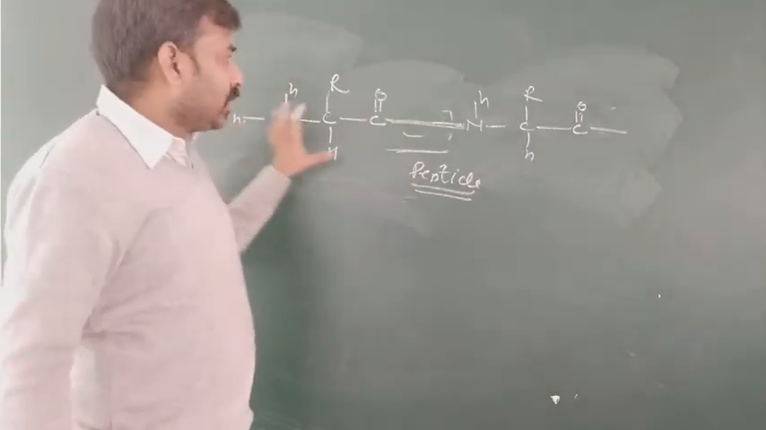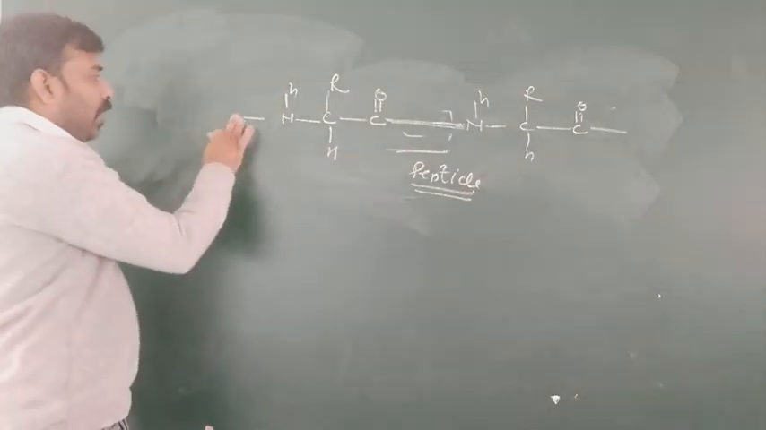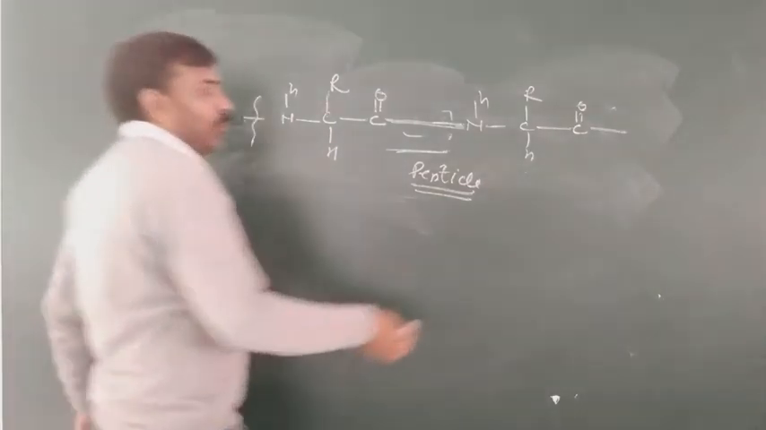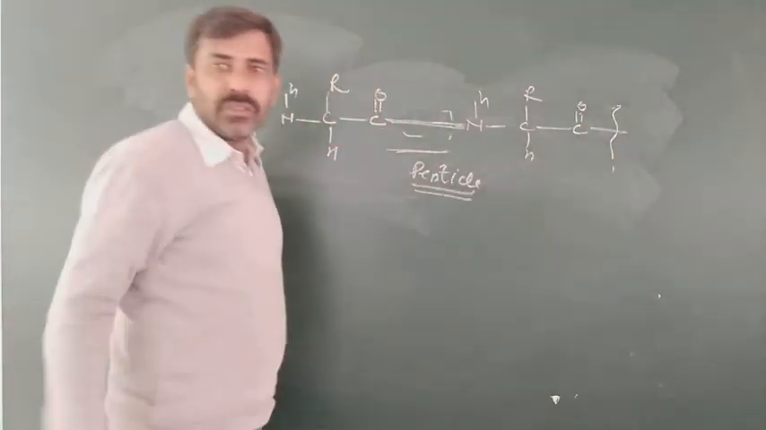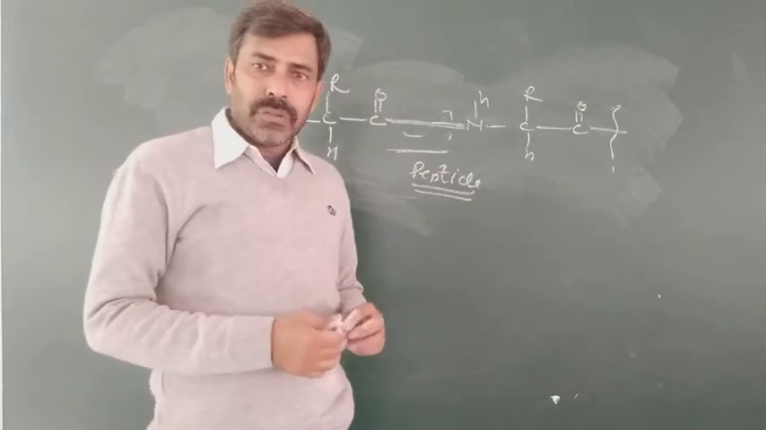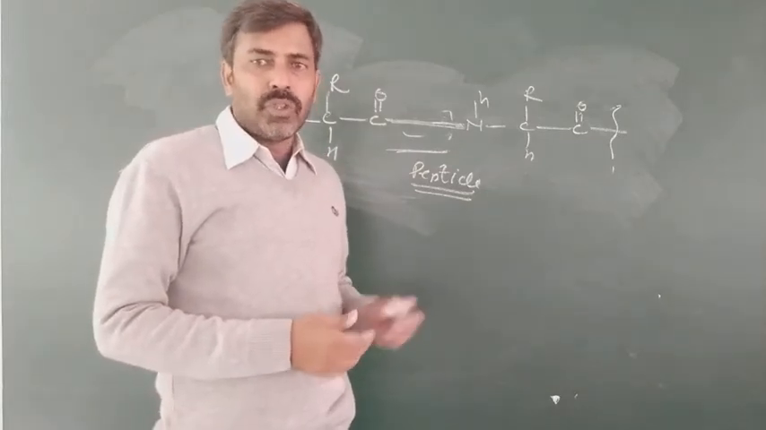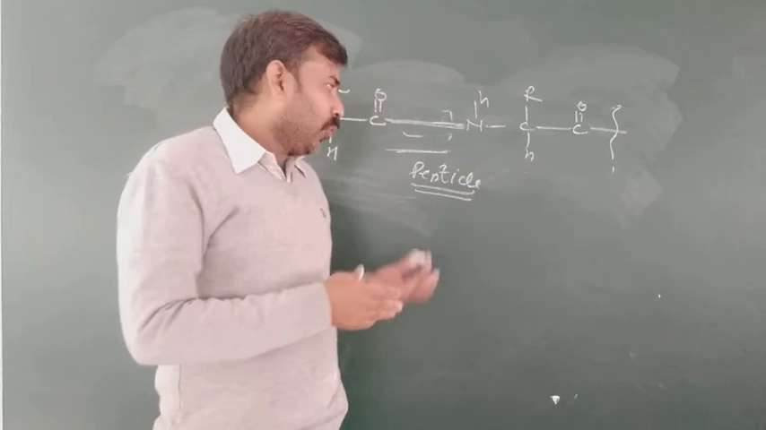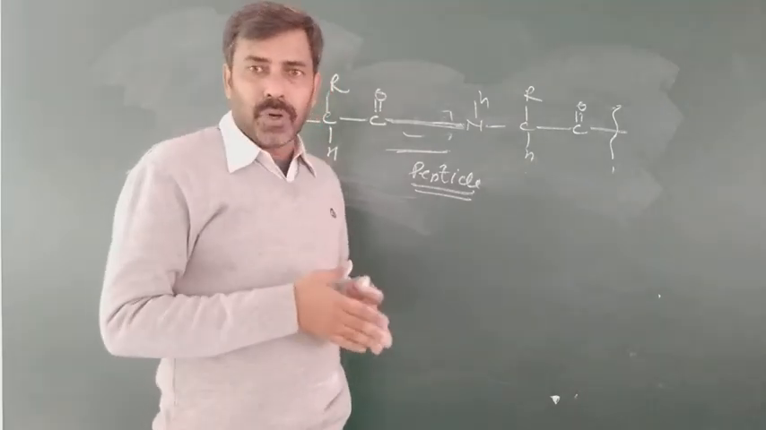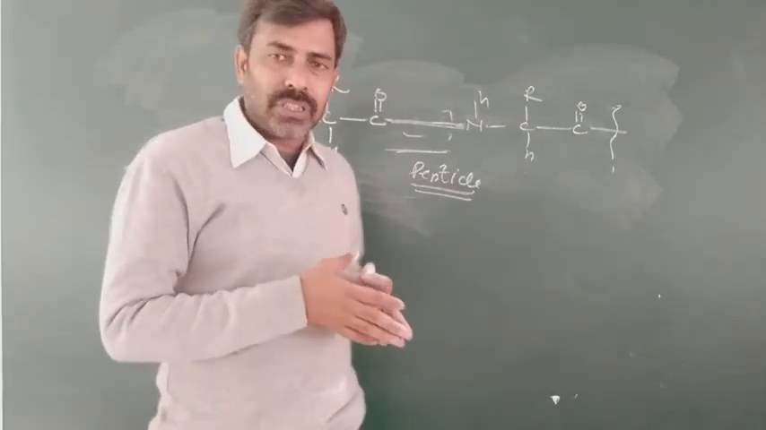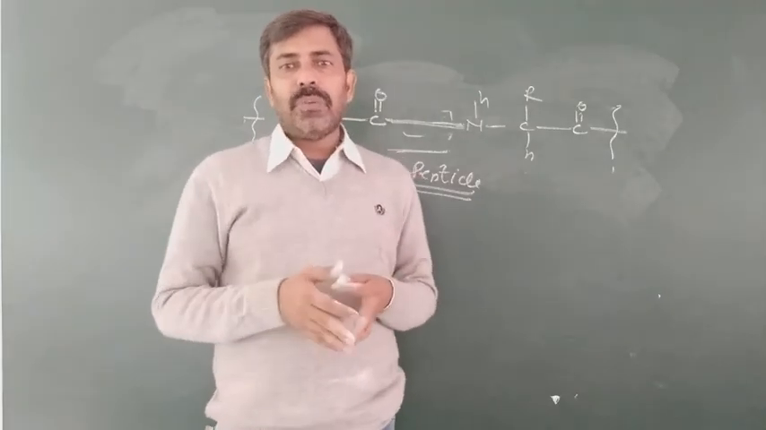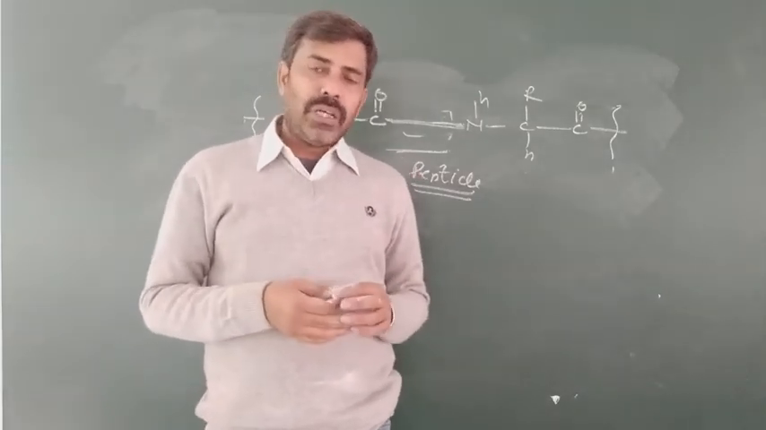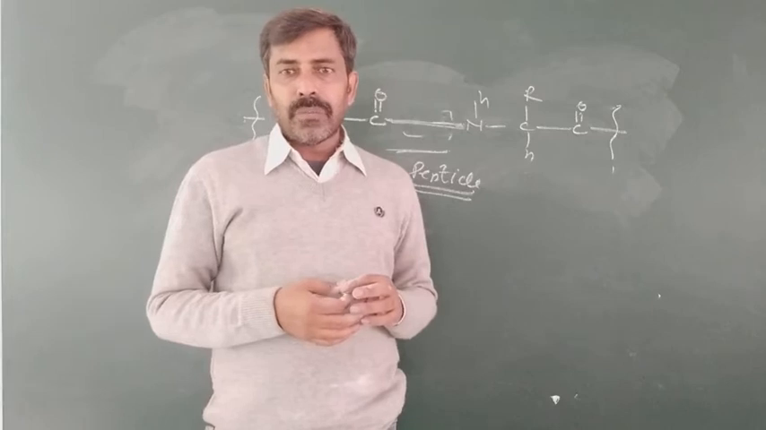So when the amino acids combine with each other with the help of the peptide linkage, the polymeric chain of such species is called the protein. During the formation of protein, the sequence of amino acids is very important. Whatever the sequence of amino acids is, that will determine the property of the protein.